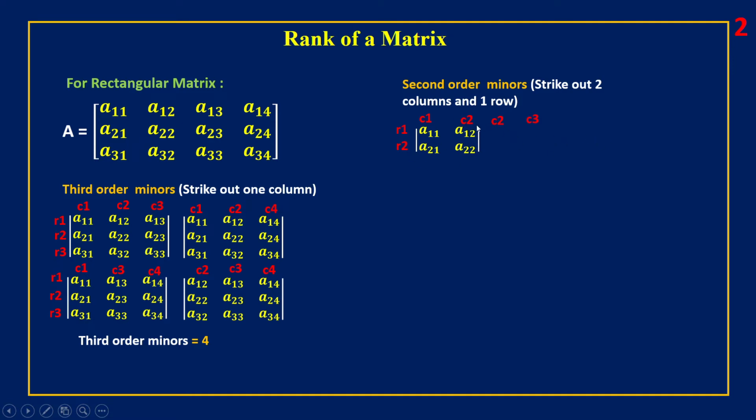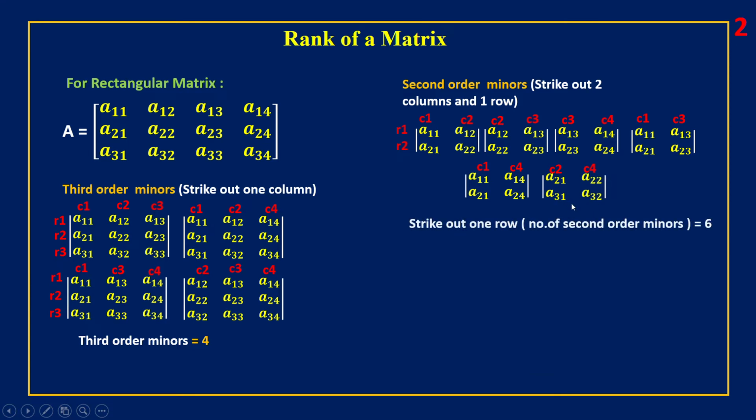So by striking out the first column and fourth column, the second order minor is this one. And by striking out the first column and second column, this one. And by striking out the second column and fourth column, this one. Okay, this is column 1 2 combination, then 2 3 combination, then 3 4 combination, then 1 3 combination, then 1 4 combination, and then 2 4 combination. So for each one row strikeout, there are 6 second order minors.